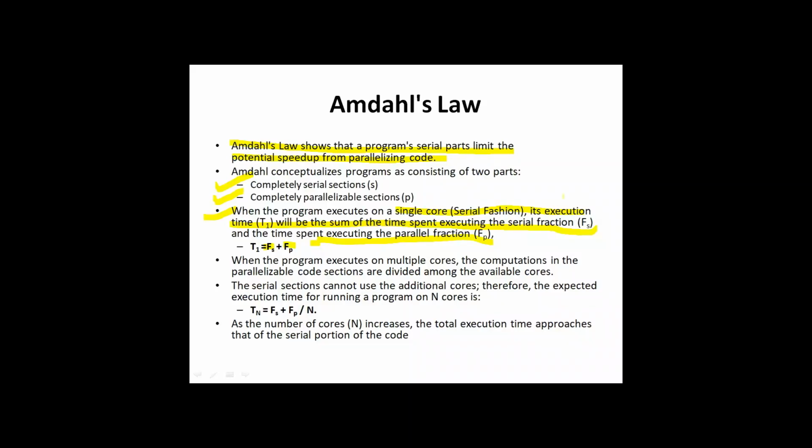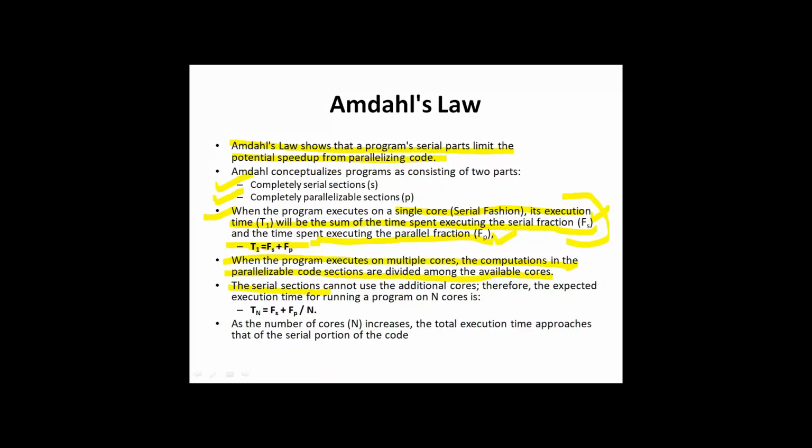So presently we are executing all of our program on a single core, in serial fashion. The serial part takes time Fs and the parallel part takes time Fp, so the total time will be Fs plus Fp, right? When the program executes on multiple cores, for example on a GPU, the computations in the parallelizable code sections are divided among the available cores.